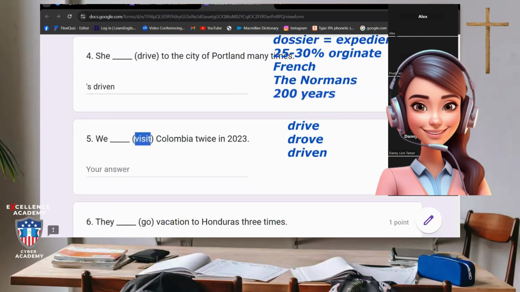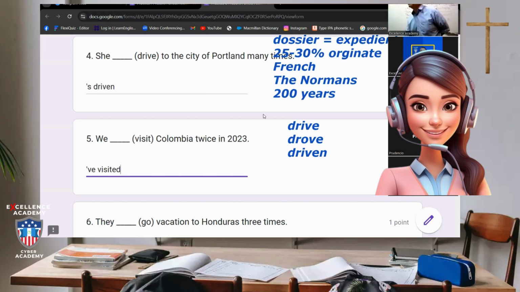We visit Colombia twice in 2023. What's the contraction there? We've visited. Very good. I see Prudence is practicing there. Everybody should be practicing, team. We've visited. Everybody, we've visited. Yeah, we've visited Colombia. How do you say 2 times?